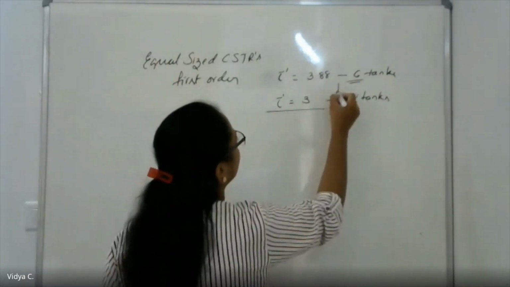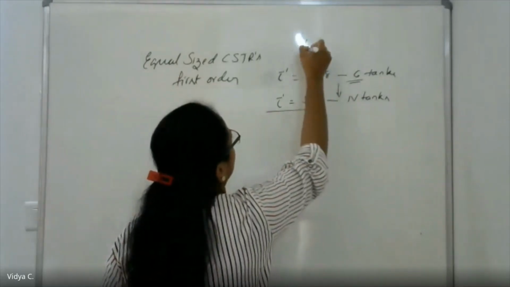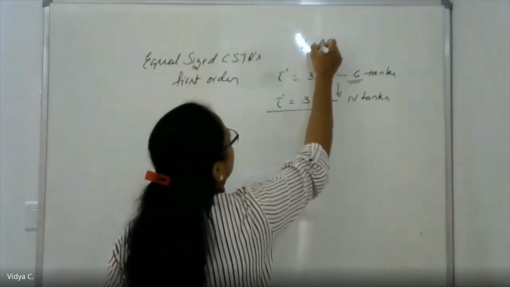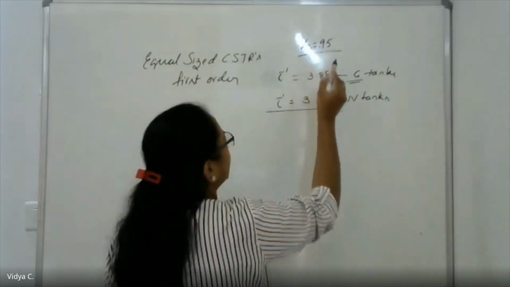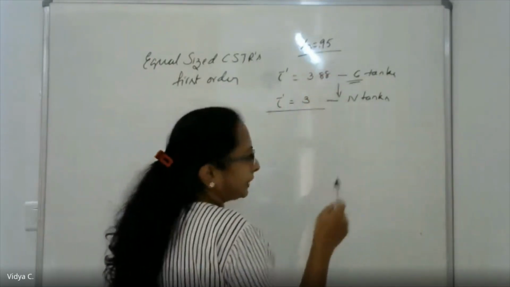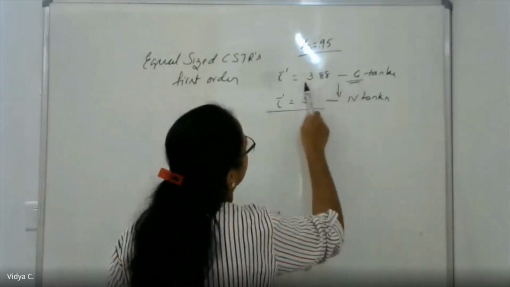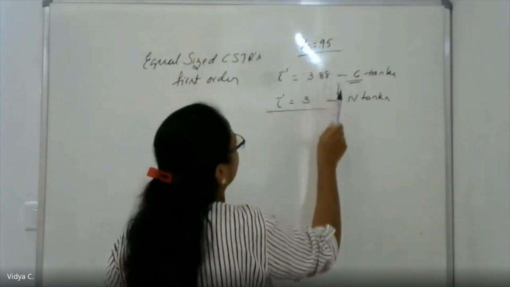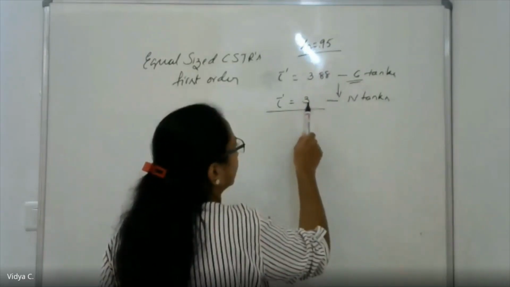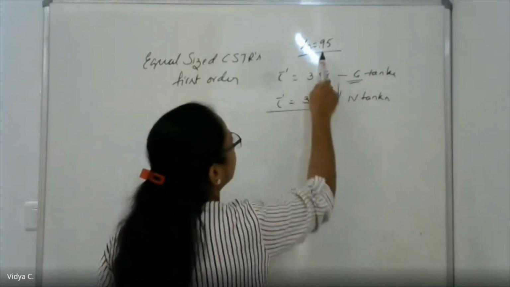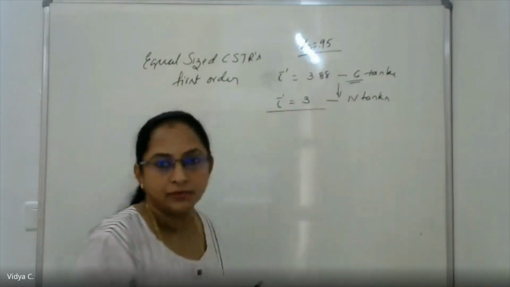We need not go with more than 6 tanks, because the conversion was fixed, that is 95%, x is equal to 0.95 was fixed. So for this conversion we tried to find the volume of reactors. Then we found something. When we are using 6 tanks of 3.88 meter cube, we get 95% conversion. If I increase the number of tanks of the same volume, also only 0.95 conversion. So why do we need to go for many number of tanks?